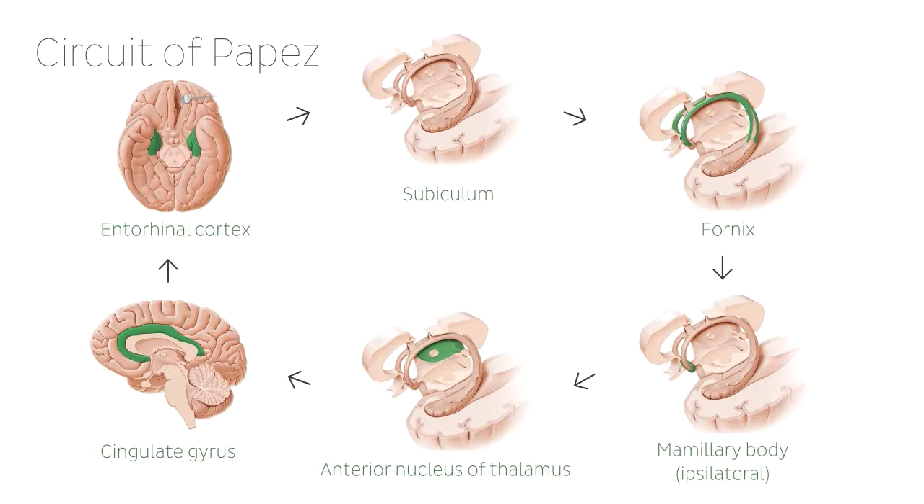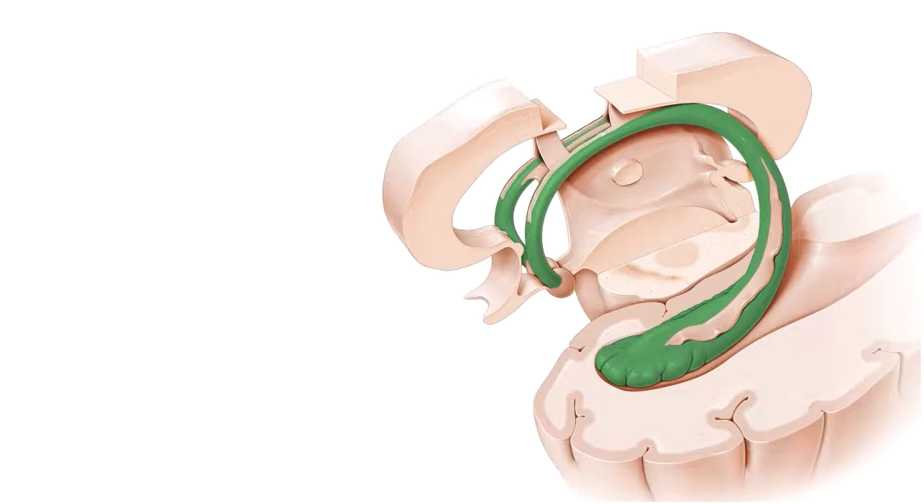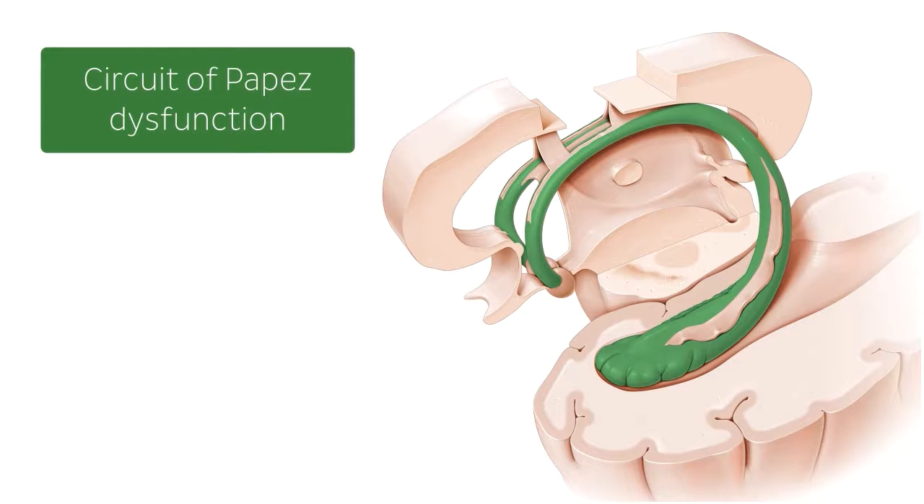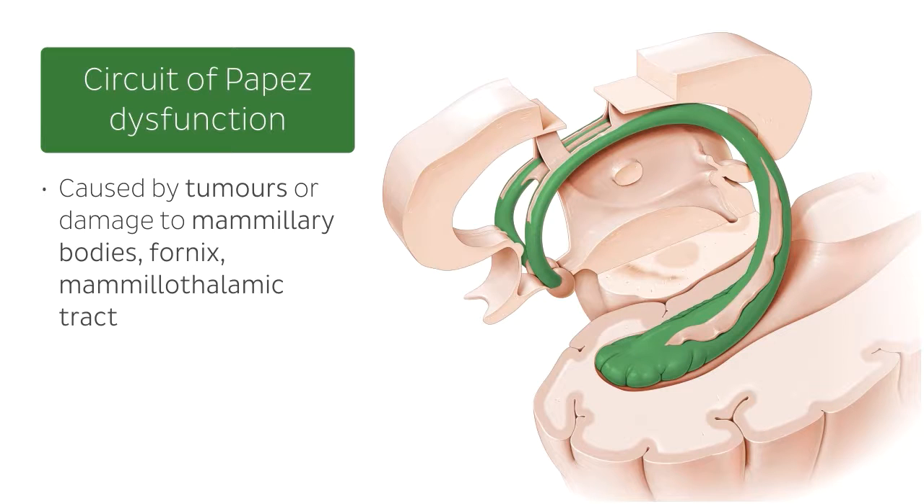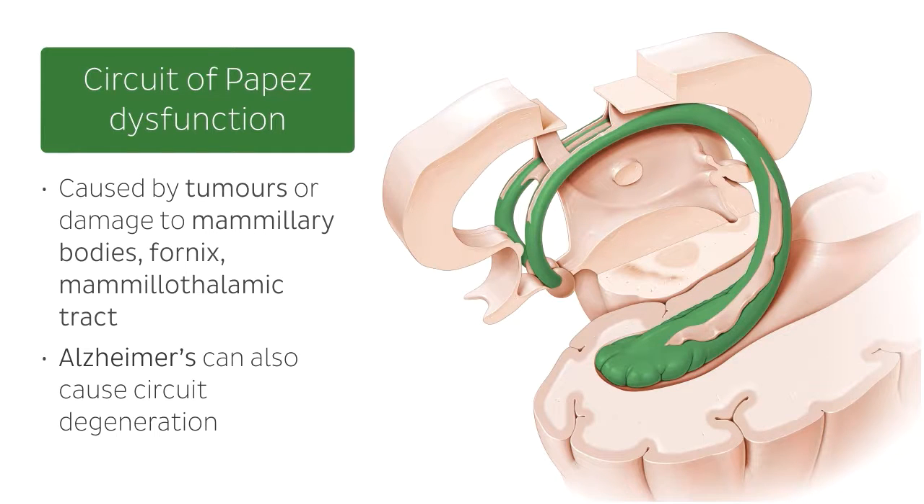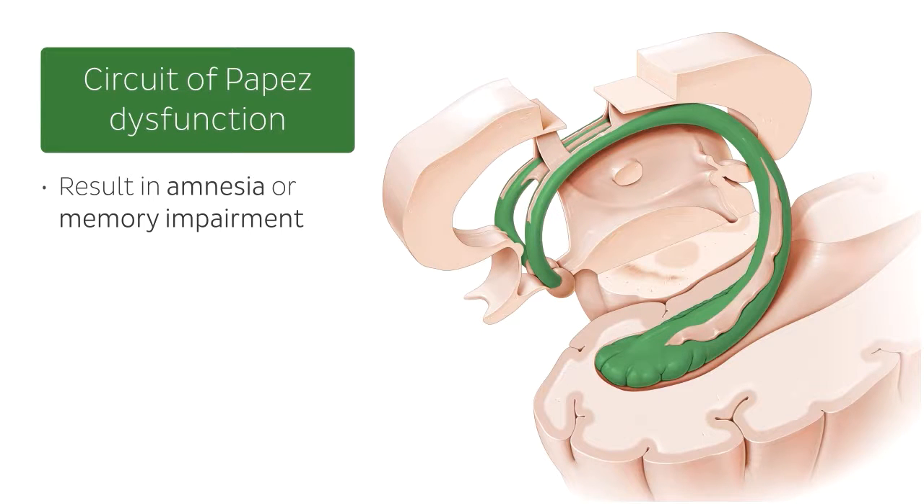And now that we've seen the circuit of Papez and how it works, let's have a quick look at some clinical notes. So the main topic we want to discuss today is the circuit of Papez dysfunction, as tumours or damage to the mammillary bodies, the fornix or the mammillothalamic tract, can cause dysfunction of the circuit of Papez. In addition, patients with Alzheimer's disease also sometimes suffer from the degeneration of the components of the Papez circuit. These dysfunctions generally result in amnesia or memory impairment.